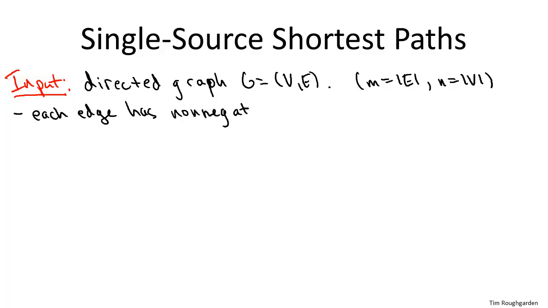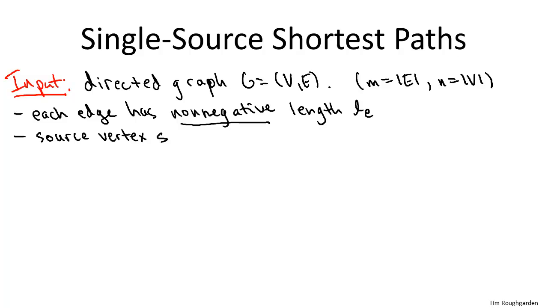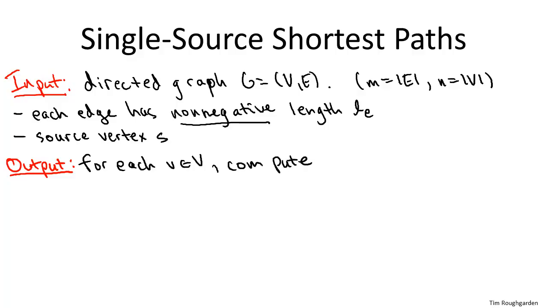In the context of a driving directions application, L sub e could denote the mileage, how long this particular road is, or it could also denote the expected travel time along the edge. The second ingredient is a vertex from which we are looking for paths. This is exactly the same as we had in breadth first search and depth first search. We have an originating vertex, which we'll call here the source. Our responsibility then is to, given this input, compute for every other vertex v in this network the length of a shortest path from the source vertex S to that destination vertex v.